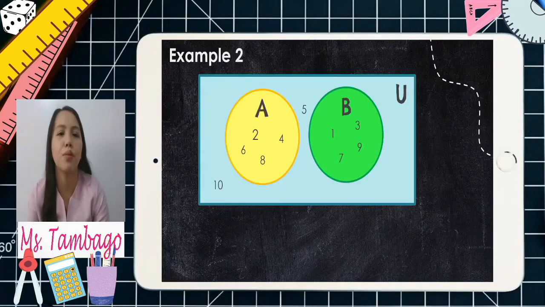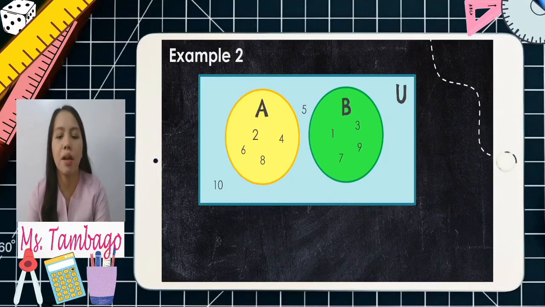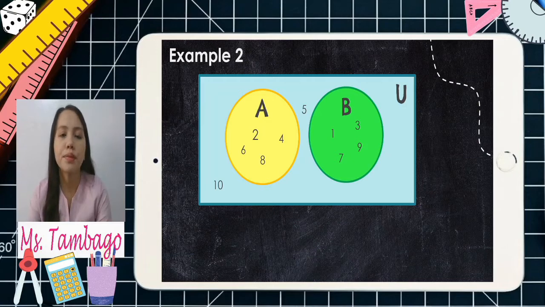Example number 2. How about this given Venn diagram? I have already a Venn diagram together with the elements, and we have two circles, two sets, A and B. And what kind of relationship is this one? This is a disjoint set because they are not overlapping.